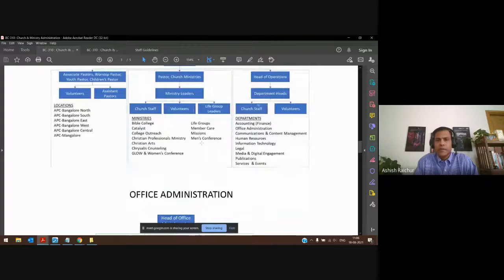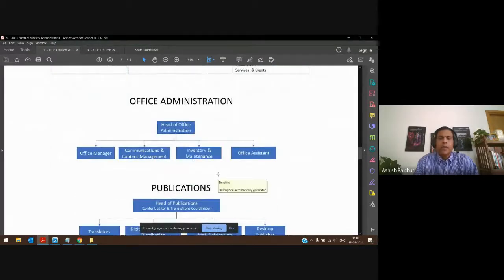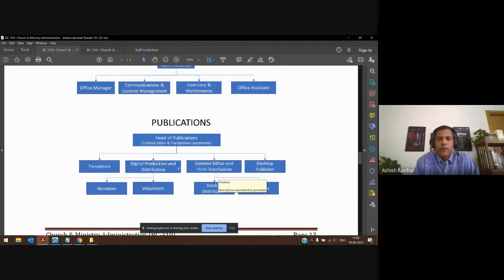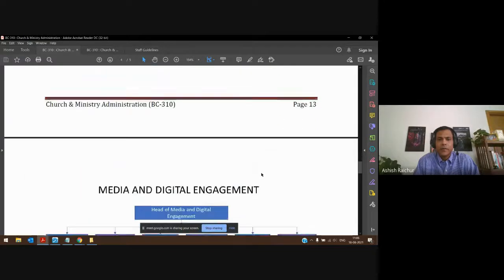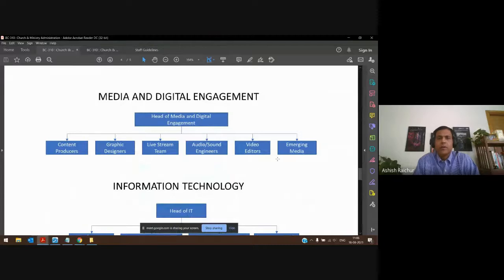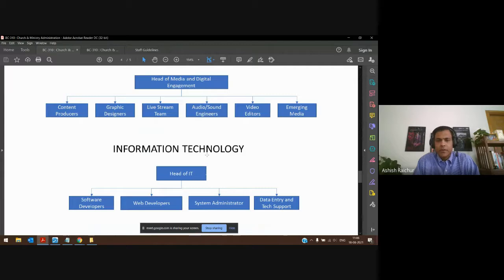As we go into the details of each department, that will have further structure. And remember, like we said, the structure that you come up with should serve the mission of your organization. The reason publications are so important for us is that it's a major part of what we are doing, a very important part. So we need to grow in all these areas. Media is also very important for us, and so we have a structure like that, and information technology is structured this way.